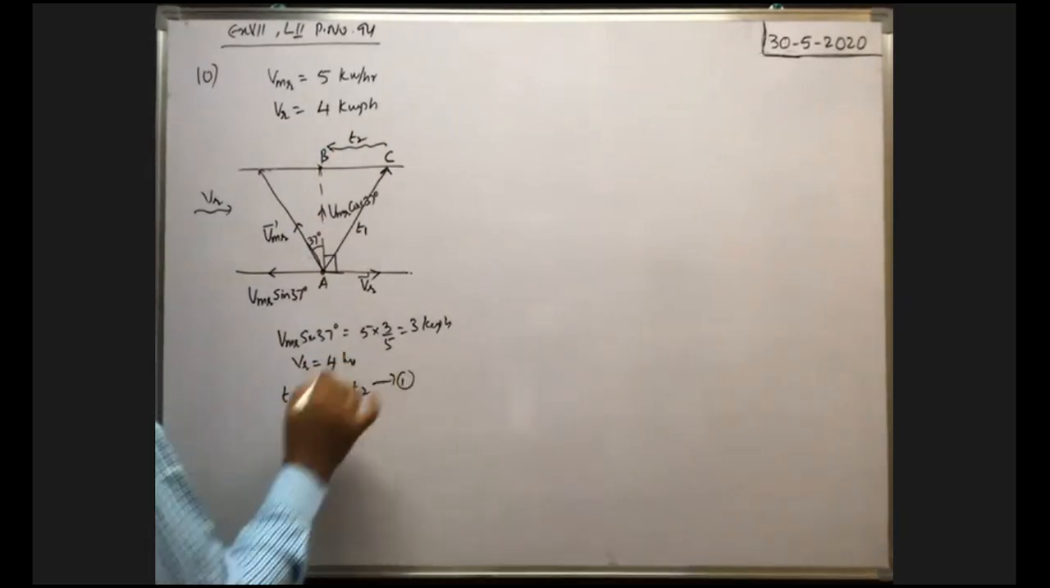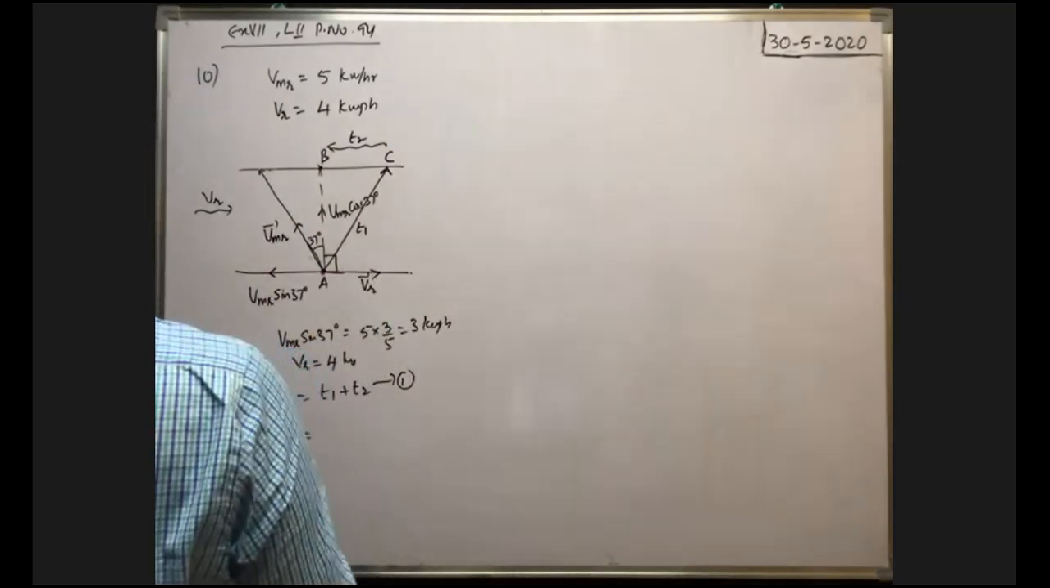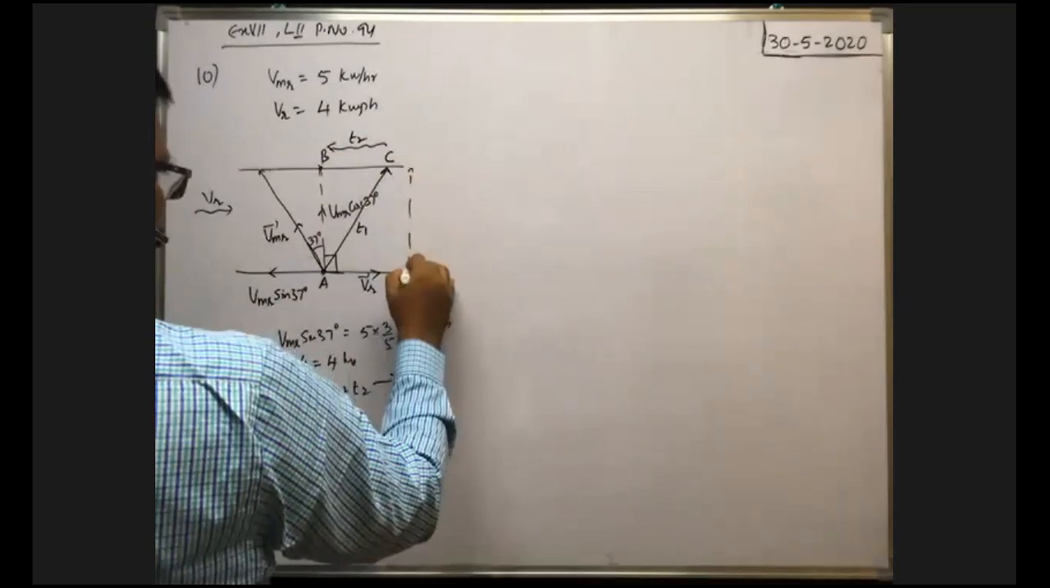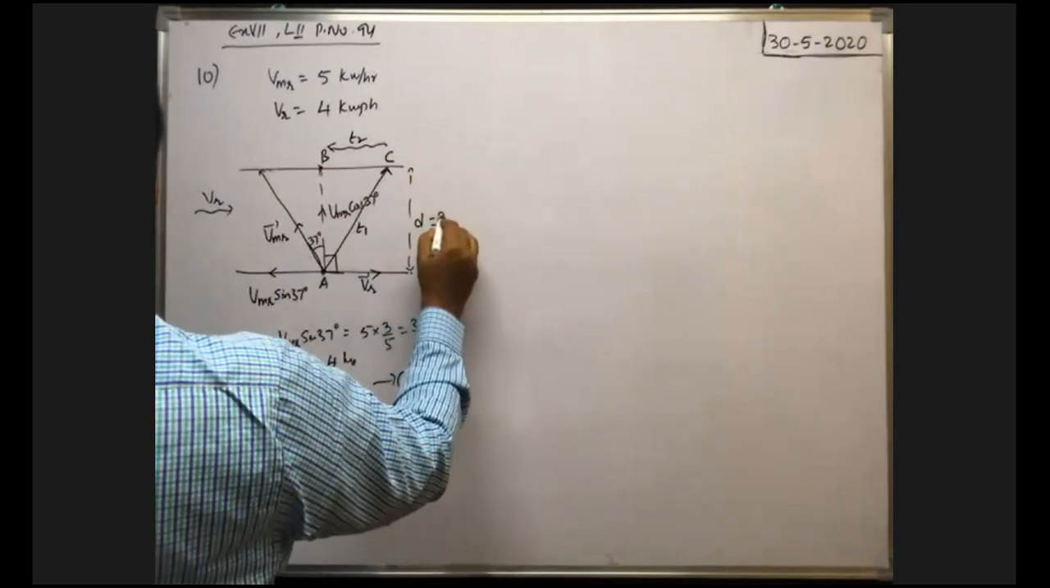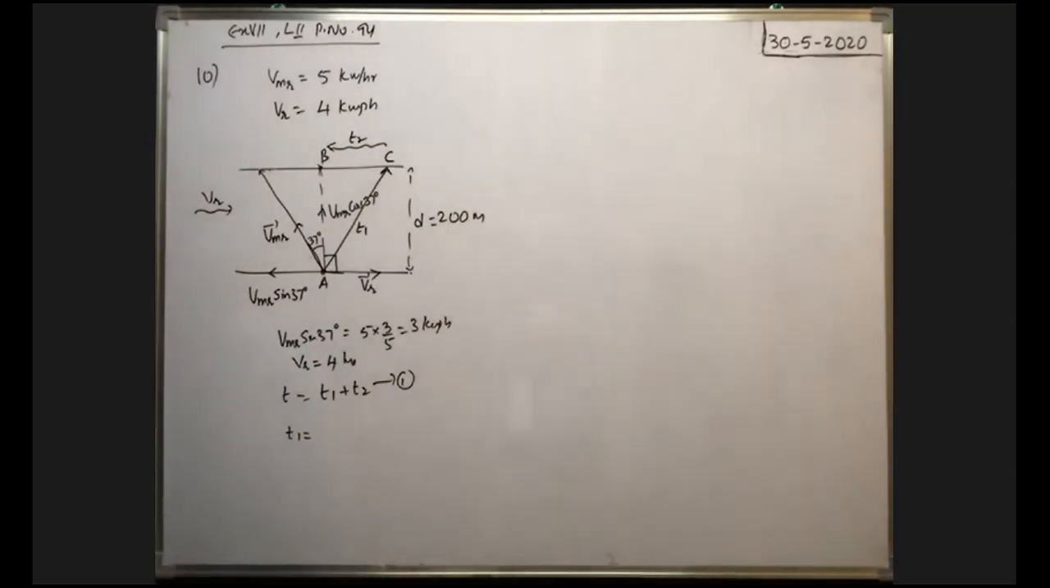So how can we find T1 first? T1 is equal to the width of the river, which is given now. The width of the river D is equal to 200 meters, given.